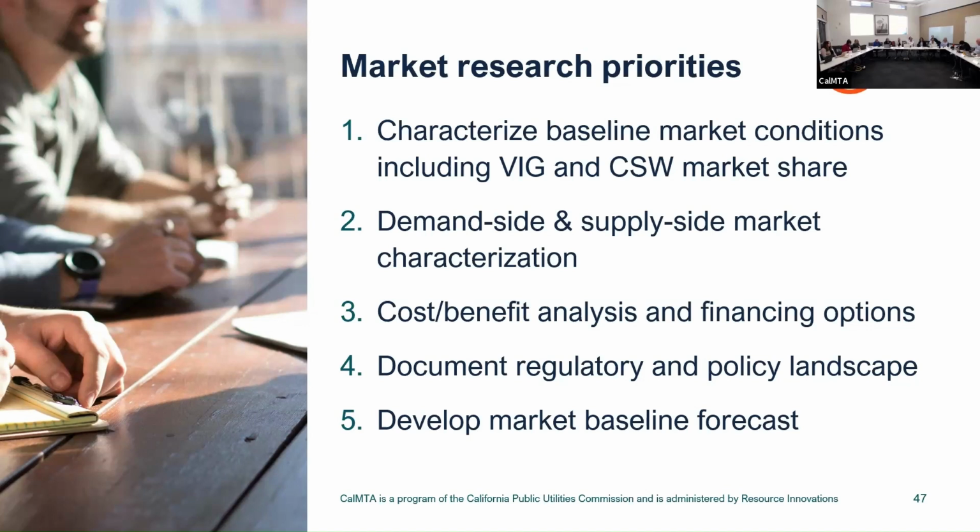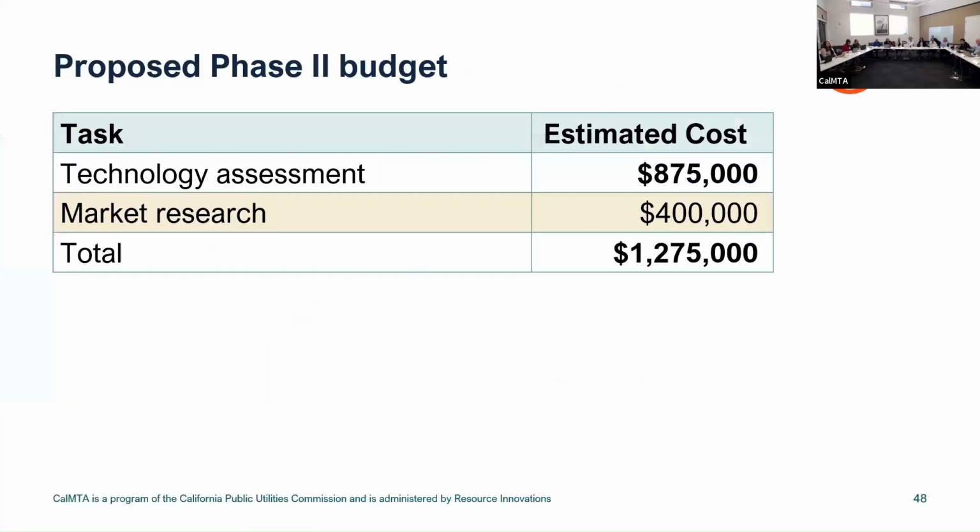The budget for those activities for tech and market research is next. Right there. So this is directly from the advancement plan. Hopefully all the numbers lined up, I'm pretty sure they do, but 875 for tech assessment and 400,000 for market research.